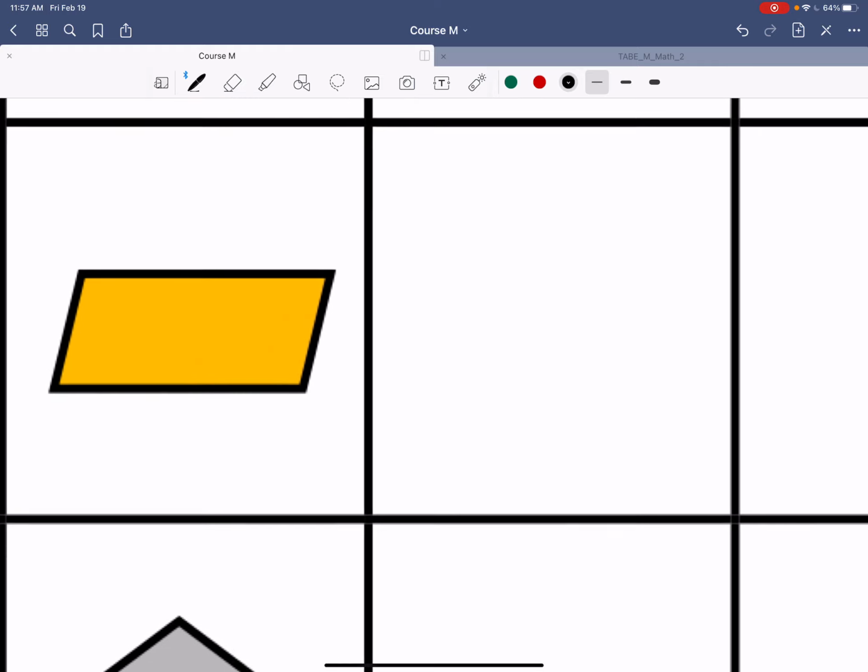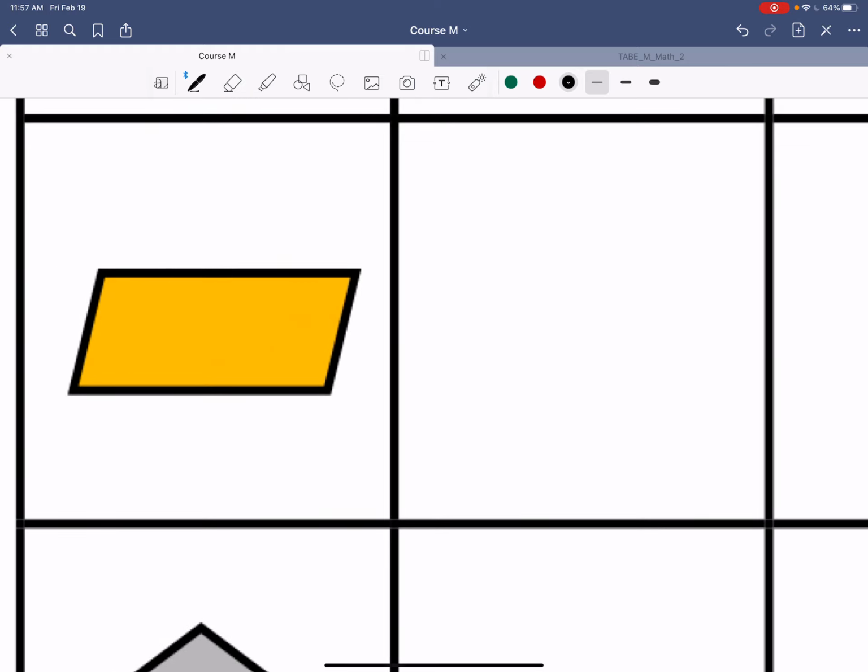All right, this next one is called a parallelogram. Parallelogram. It looks a little bit like the state of Tennessee. If you think about it, Tennessee is a funny shaped state. It's long and narrow, but I always thought of that when I looked at a parallelogram.